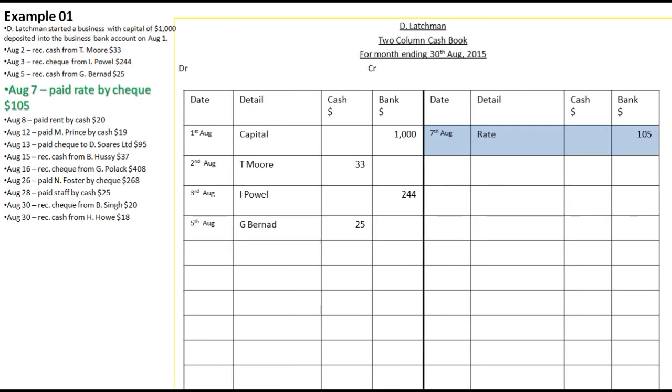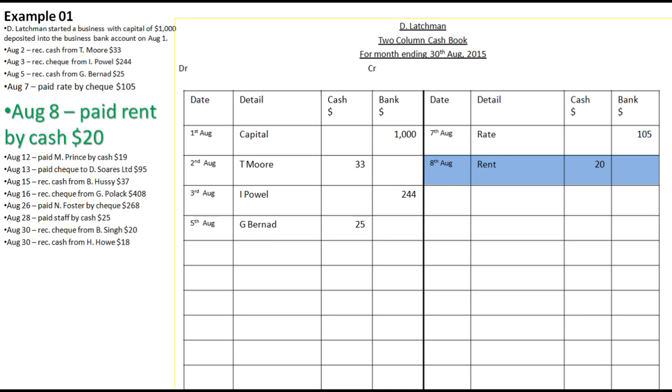7th August, paid rates by check, $105. Now we ask ourselves, is the business receiving money or are they giving out or paying something? The answer is that they are paying, or losing, money. And what are they losing money for? They're paying for rates. So we place it on the credit side: the date will be the 7th of August, the detail will be rates, and they are paying $105 by check, so we record it under the bank column.